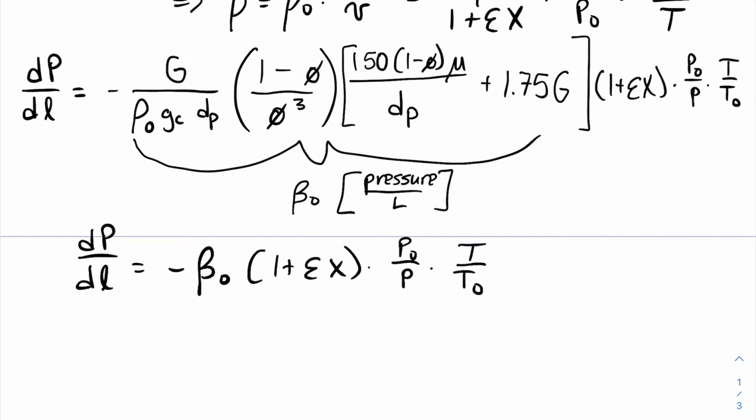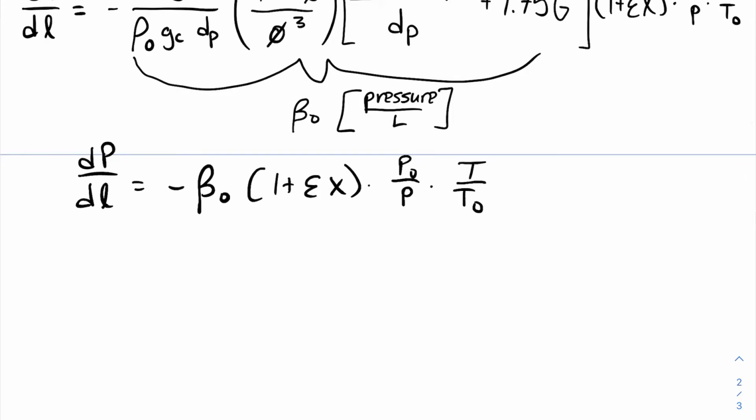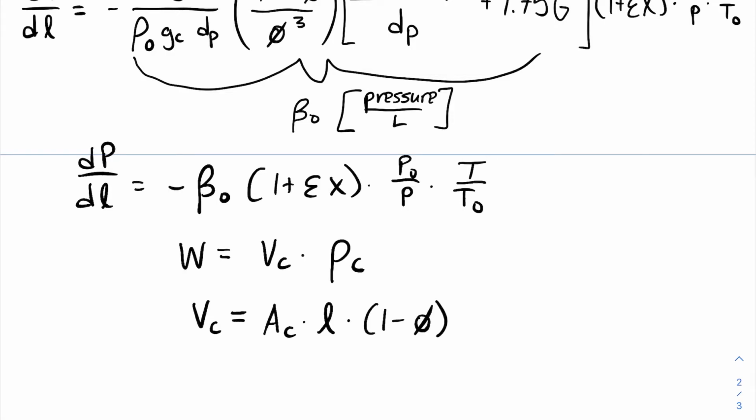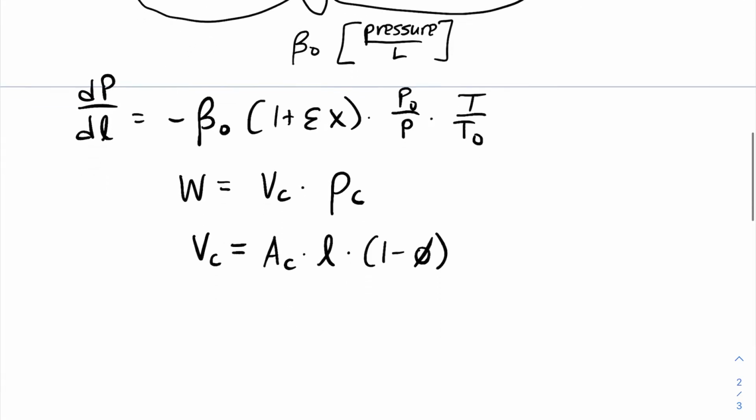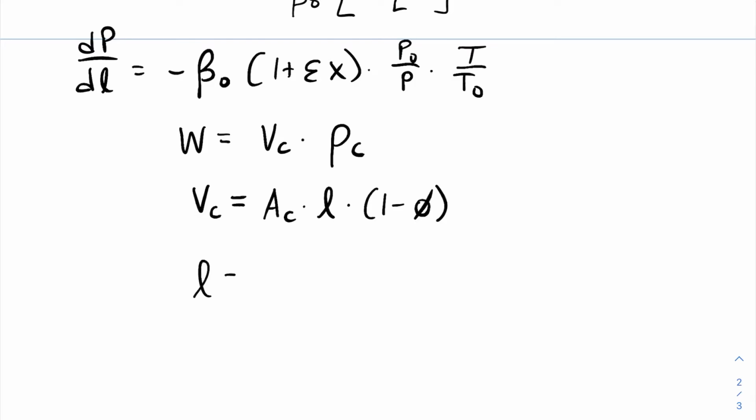Okay, and the only problem with this equation is that it's in terms of the reactor length and not the weight of catalyst. This is what we desire. That's what our mole balance was in terms of. And so let's do that. We know the weight of the catalyst is going to be the volume of the catalyst times the density of the catalyst. And we know the volume of the catalyst is going to equal the cross-sectional area times the length of the PBR. But then we're also going to have to multiply by 1 minus the porosity, because the entire packed bed reactor isn't full of catalyst. We have to multiply by 1 minus the porosity to get the fraction of the volume that is full of catalyst. Okay, now we can get that the length is the weight divided by A_C times 1 minus the porosity times rho_C, and go ahead and plug that in for L.